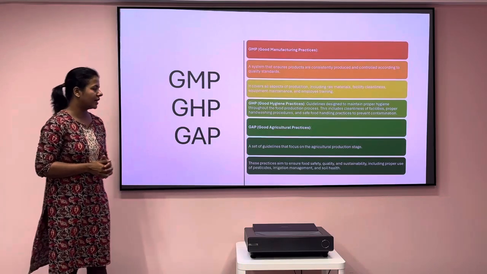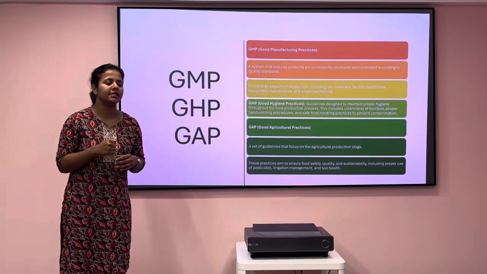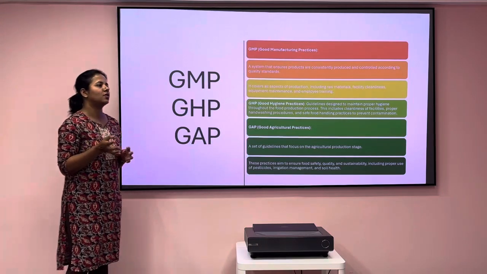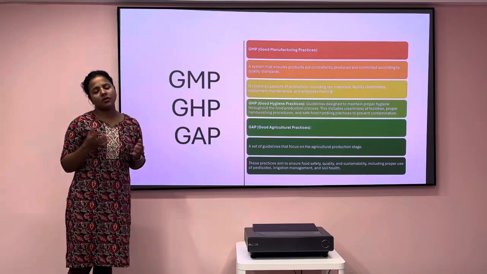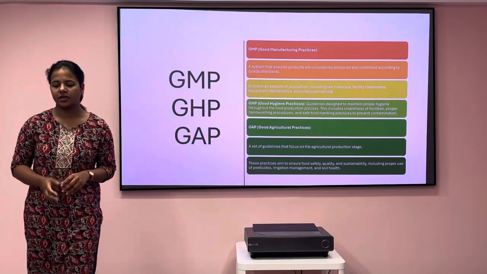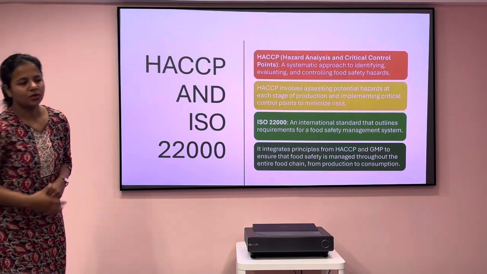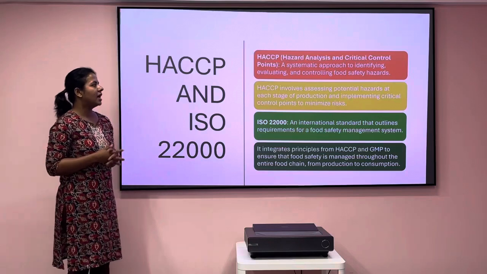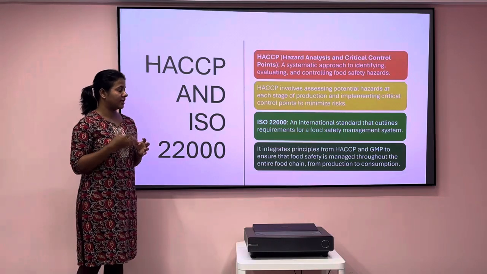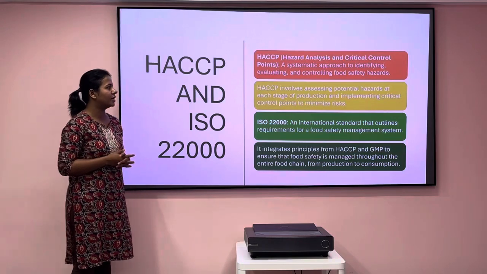This is a set of guidelines that focus on each stage of agriculture production, and whether it is sustainable or not. All these sets of guidelines are called GAP. And next is HACCP and ISO 22000. HACCP, we all know HACCP. HACCP is hazard analysis critical control point. This is what is called HACCP.